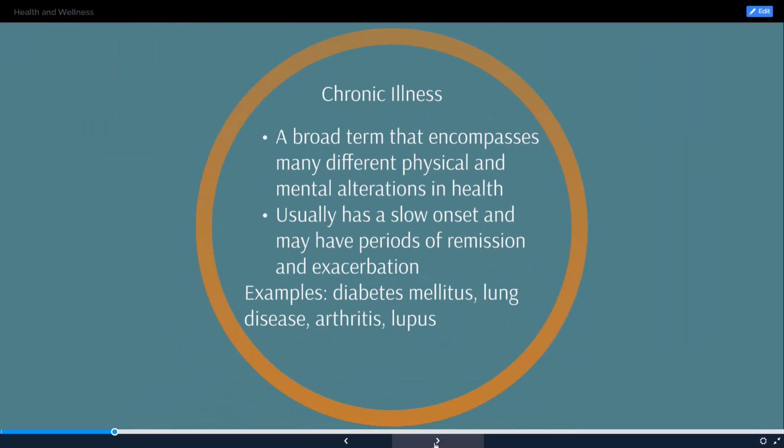Moving on, we have chronic illness now. This is a broad term that encompasses many different physical and mental alterations in health, usually has a slower onset and may have periods of remission and exacerbation. Some examples of that would be diabetes, lung disease, arthritis, or lupus. So if you think about something like asthma as well, asthma might have a period of remission and then exacerbation, something that exacerbates the patient's asthma. So a chronic illness is going to be something that's slower onset, might progress, and has differences in whether it's active or maybe in remission.